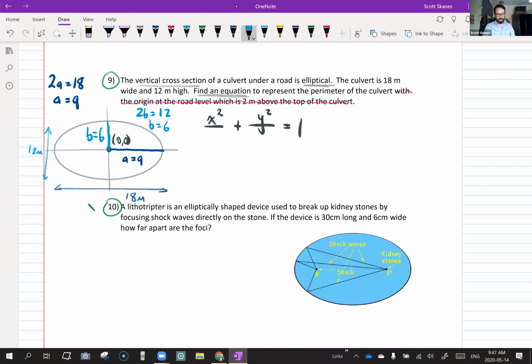Okay, so now we actually have all of our information. We just square them, put them in the equation, and we're done. So 9 squared is 81. It stretches in the x direction, so that's where it goes. And 6 squared is 36. Done. For those of you wondering where these came from, this is a squared, and this is b squared.